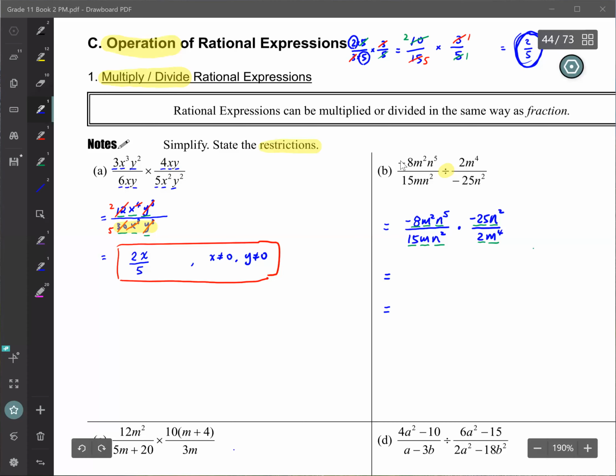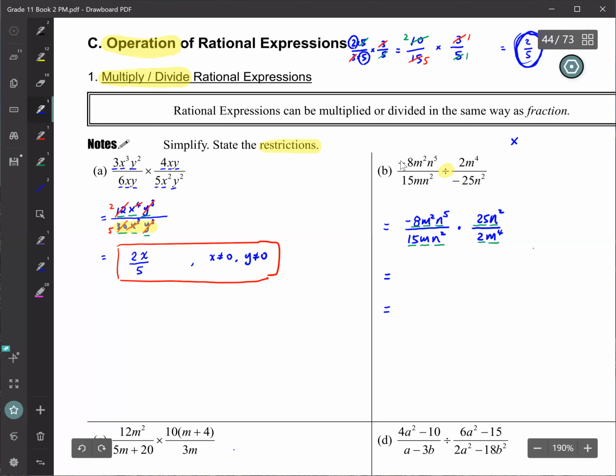Right now I have negative 25 on the top. I can also put it at the bottom if I want. It's the same. So one negative per fraction. You can either put it at the top or at the bottom, it doesn't matter.